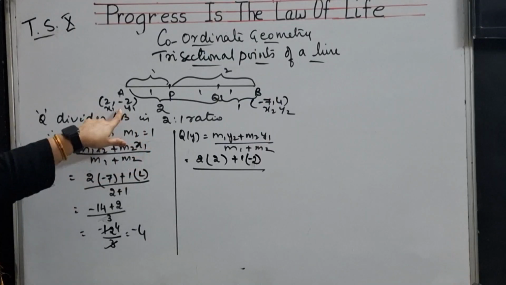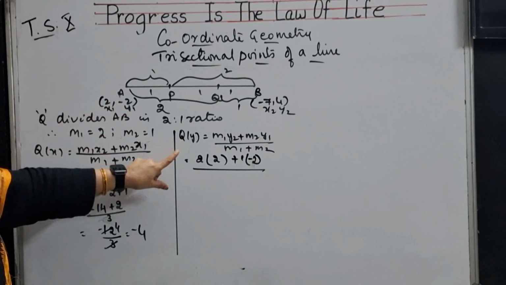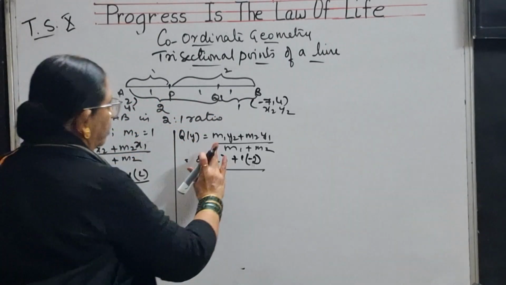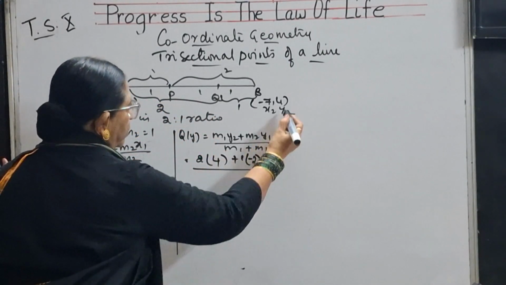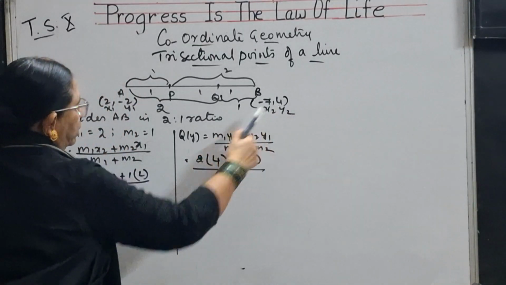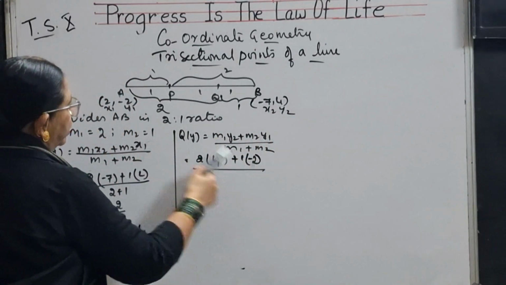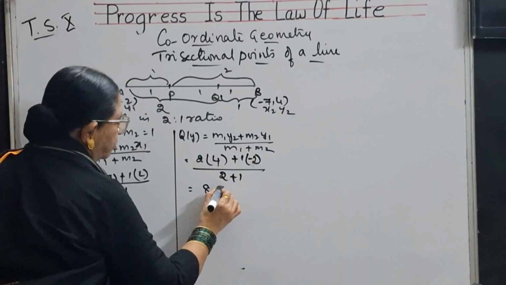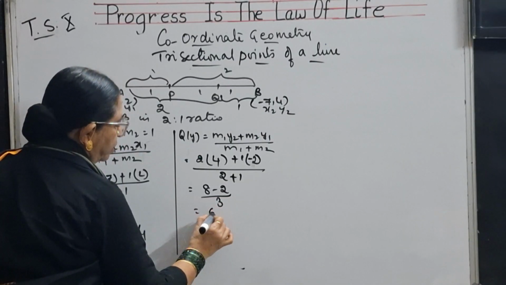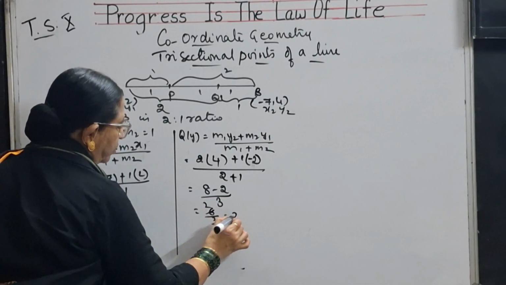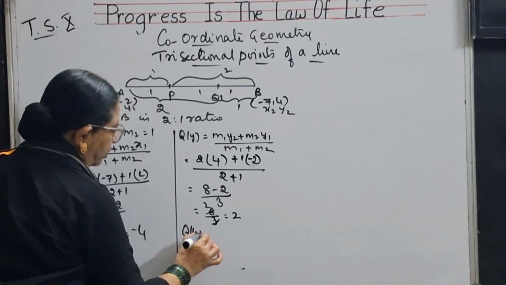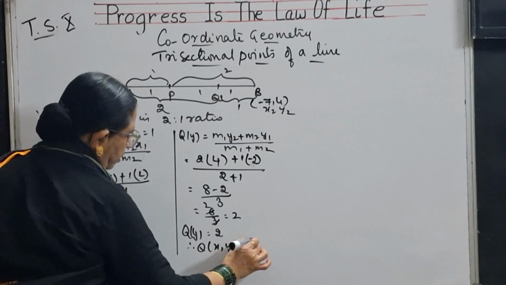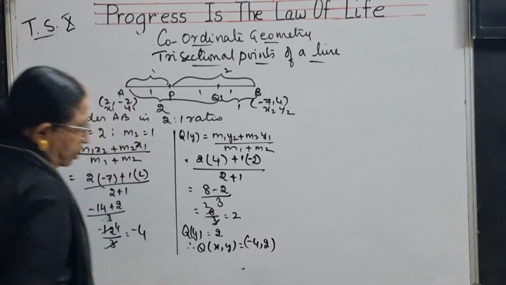m2, y1. m1 is how much you have got? 2 into y2. y2 is 4. So (m1 y2 plus m2 y1) by (m1 plus m2). 8 minus 2 by 3, 6 by 3, that is 2. So Q of y is equal to 2. So Q of x comma y is equal to minus 4 comma 2.